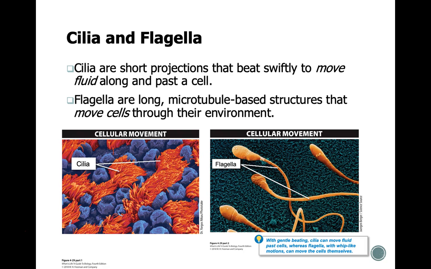Sometimes cells have projections on the outside that help them move fluid around the cell or actually allow the cell to move. Depending on the function, we have 2 different types of projections. We have cilia, which are basically little finger-like projections on the outsides of cells that move in a way that causes fluid to flow past the cell.